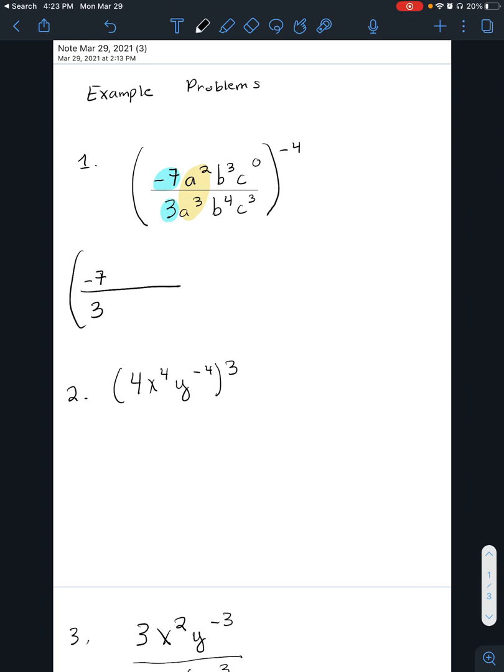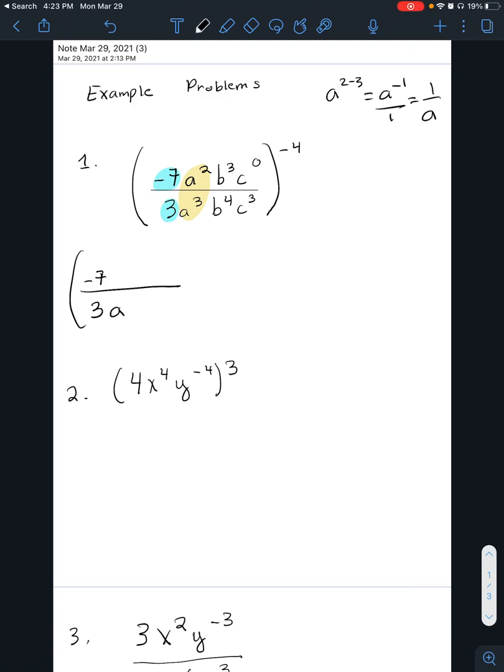So I know if I have a squared over a cubed, I know that I'm subtracting, which is a squared over a cubed is 2 minus 3, which is a to the power -1. And I know that in order to make that negative exponent positive, I would have to flip it, and the a ends up on the bottom.